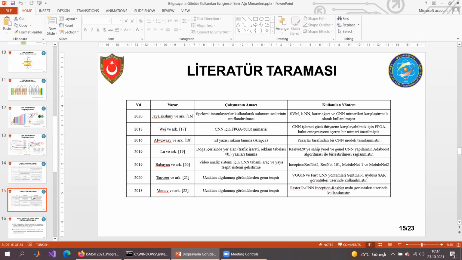ResNet 20 ve tasarladıkları CNN yapılarını AdaBoost algoritması ile birleştirerek tanımaya çalışmışlardır.